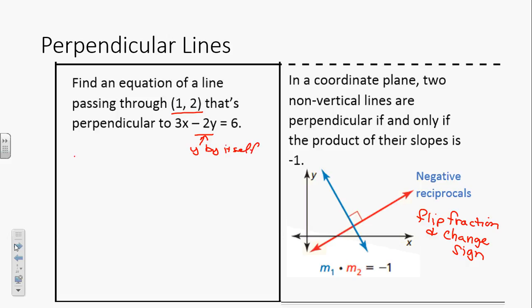So we'll subtract 3x, so negative 2y will be equal to a negative 3x plus 6, and divide by negative 2. That means we divide every single term by negative 2. So y is, a negative over negative is positive, so we'll have 3 halves x minus 3, right? So now we know its slope. Red line has a slope of 3 halves. The number in front of your x is your slope.